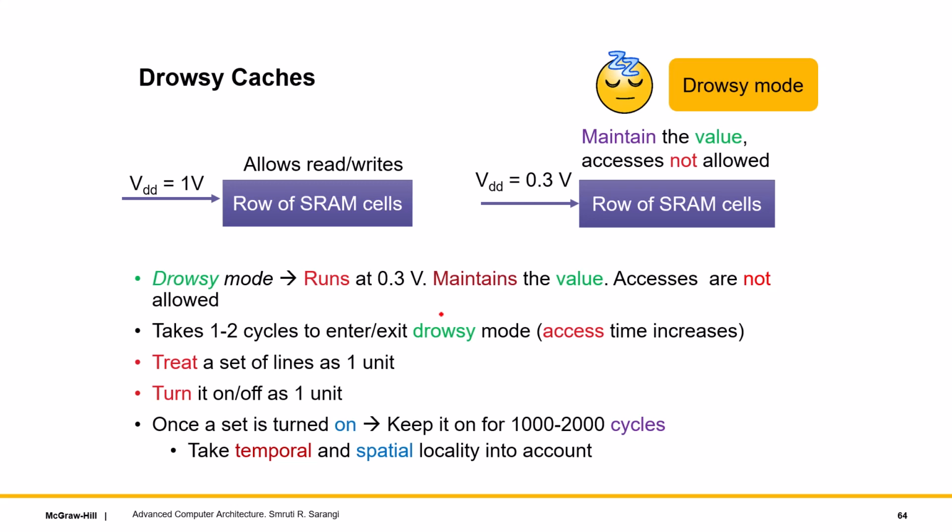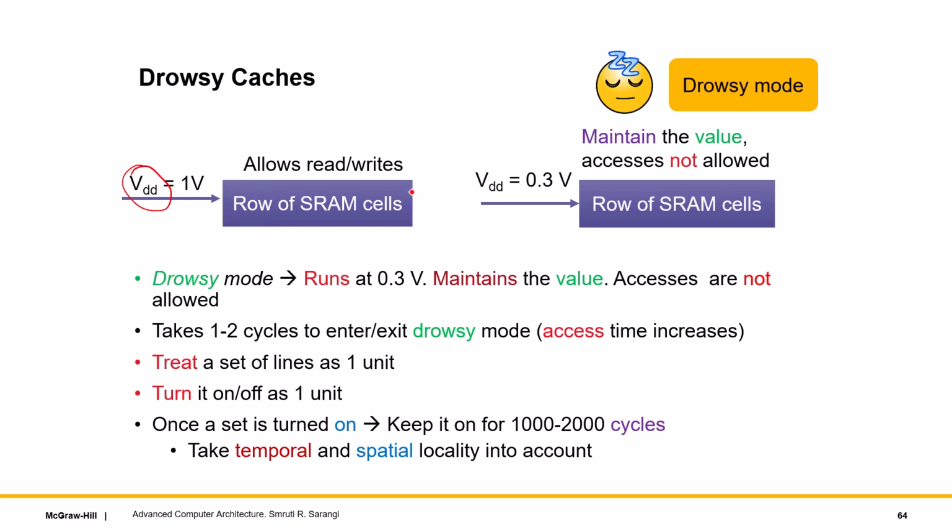Another idea is the idea of a drowsy cache, because up till now we were kind of dealing with generic in-circuit elements. We were not dealing with memory elements. So for drowsy caches, caches typically have a normal operating mode, and we'll define a drowsy mode. So let's say the VDD is 1 volt.